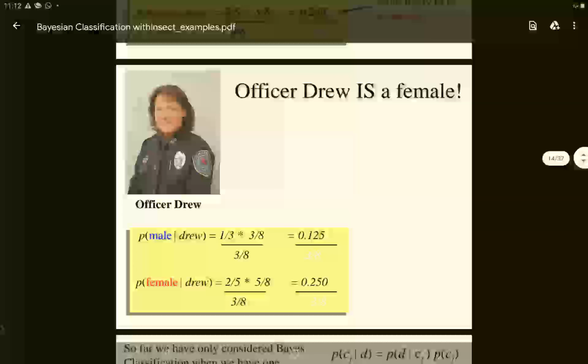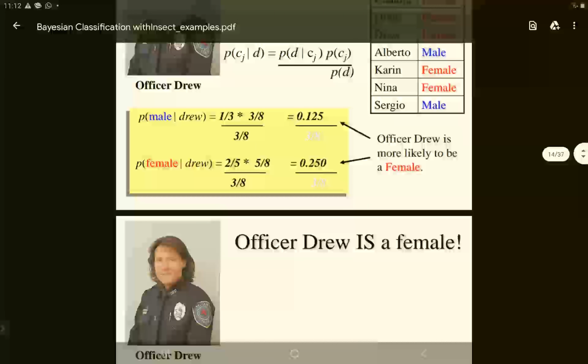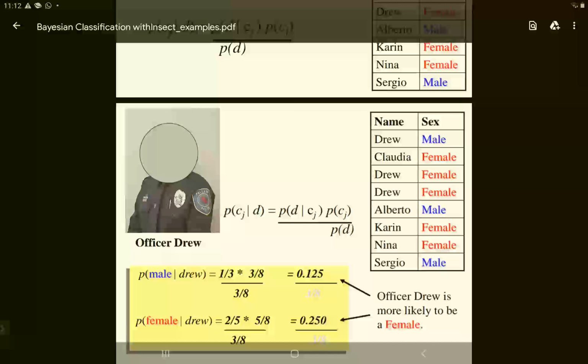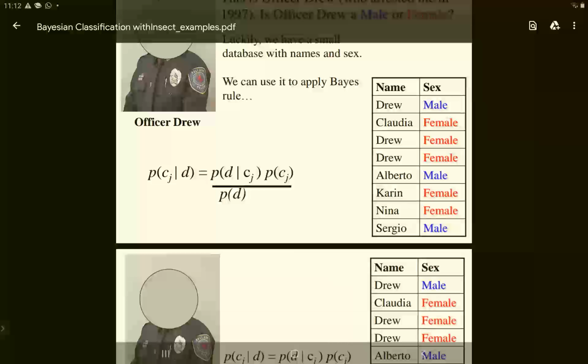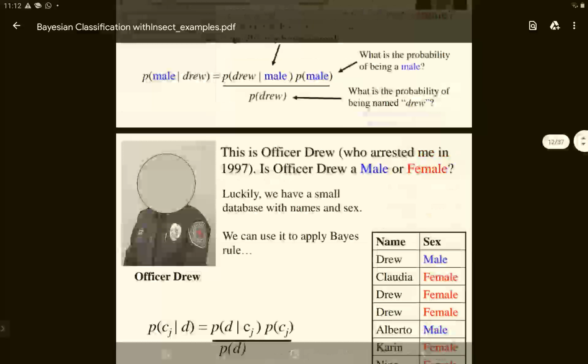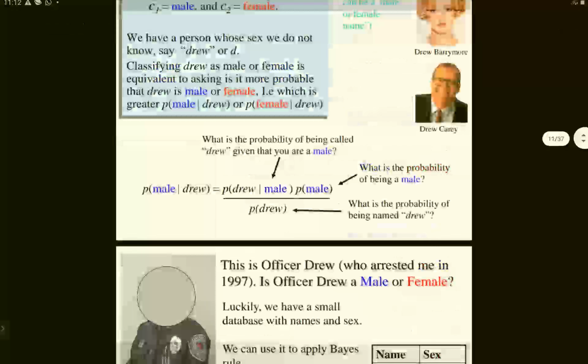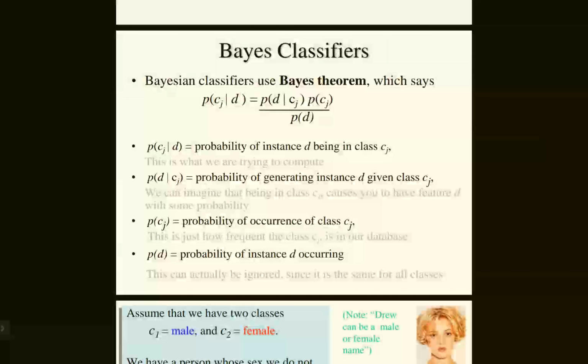So how is the naive Bayes classifier used? This example is very good for solving any kind of Bayes theorem problem. This is a very important part that we have seen here. You have to focus on Bayes theorem: the probability of instance D in class C of J is equal to the probability of generating instance D given class C of J, times the probability of occurrence of class C of J, divided by the probability of instance D occurring. This formula is very important. This is the concept of Bayes theorem.